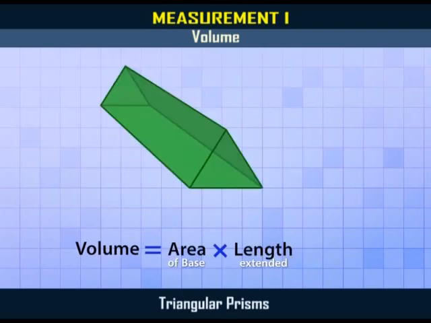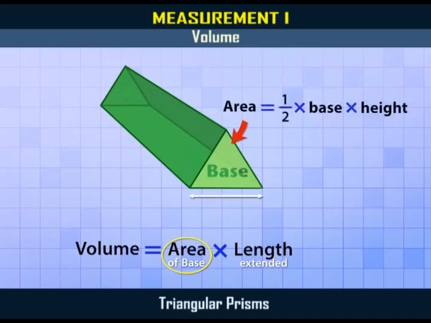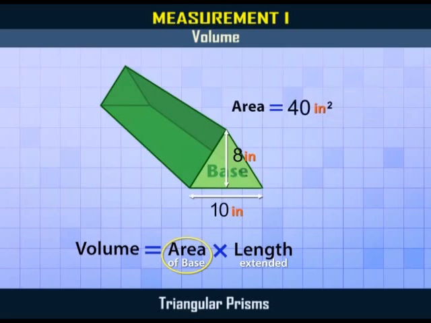How about the triangular prism? Again, the first thing is to calculate the base area of the prism, which is a triangle. The formula is a half base times height. The base of the triangle is 10 inches and the height is 8 inches. So a half times base times height will be a half of 10 times 8. 10 times 8 is 80 and a half of 80 is 40, so the area of the triangle is 40 inches squared.